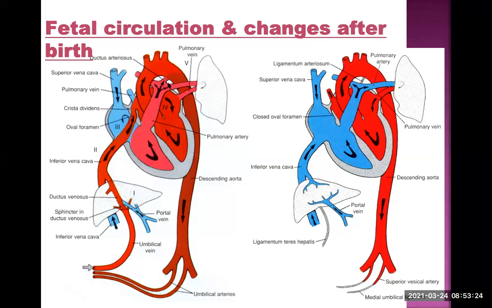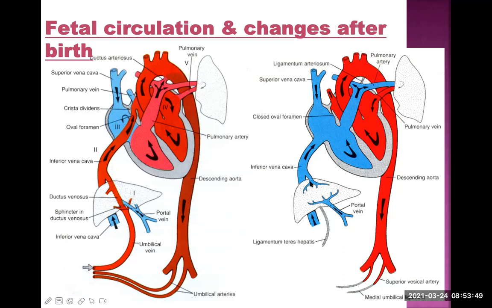Now, what will happen to these structures after birth? See here, the ductus arteriosus closes and it is replaced by the ligamentum arteriosum. We can clearly see there. If it still persists after birth, we call it a patent ductus arteriosus, PDA, and that is an important type of congenital heart disease.